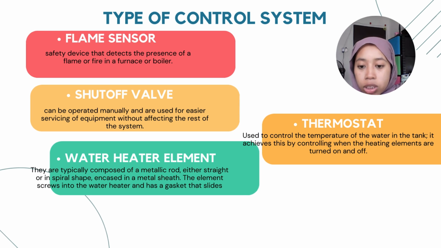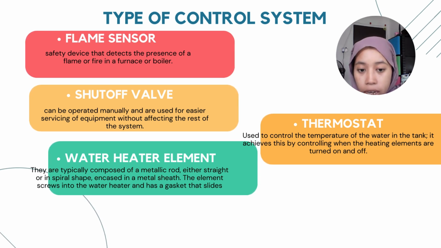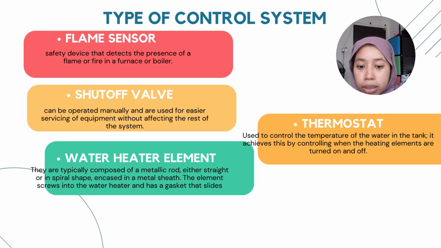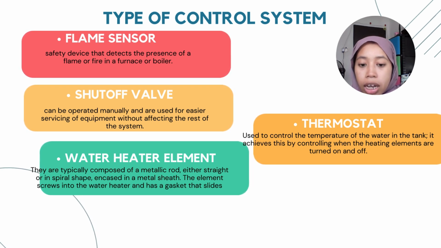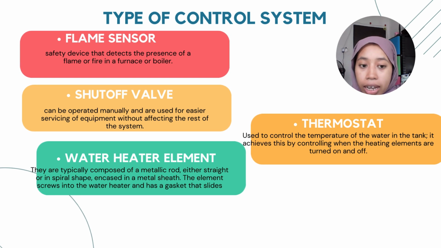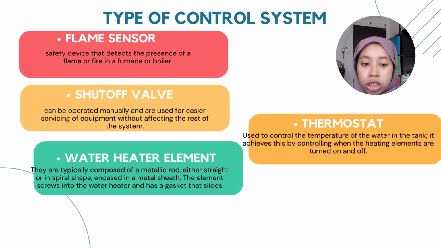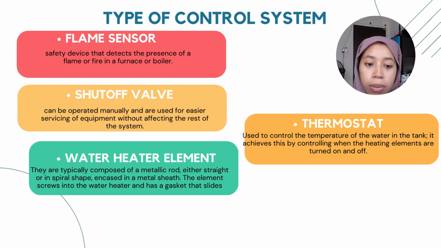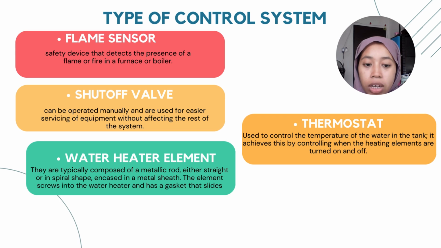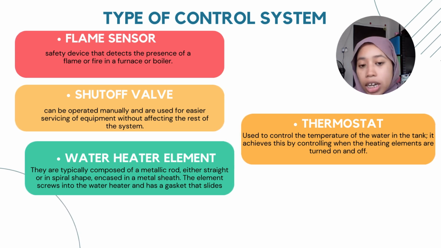They are typically composed of a metallic rod, either straight or in a spiral shape, in a metal sheath. The element screws into the water heater and has a gasket that seals. Lastly, we have the thermostat. A thermostat is used to control the temperature of the water in the tank. It achieves this by controlling when the heating elements are turned on and off.